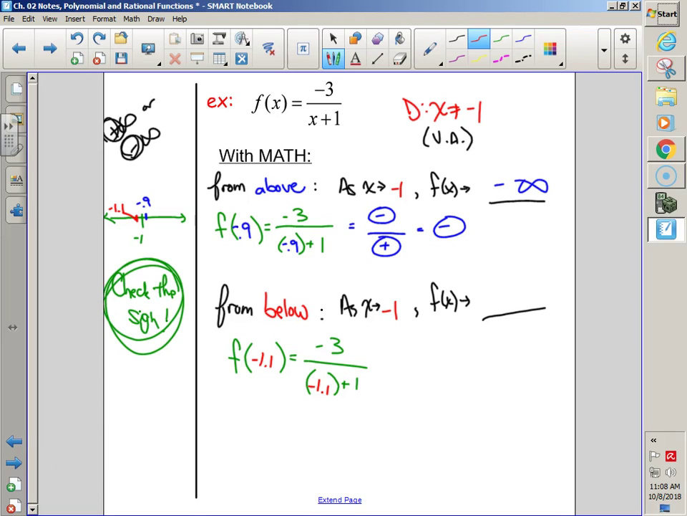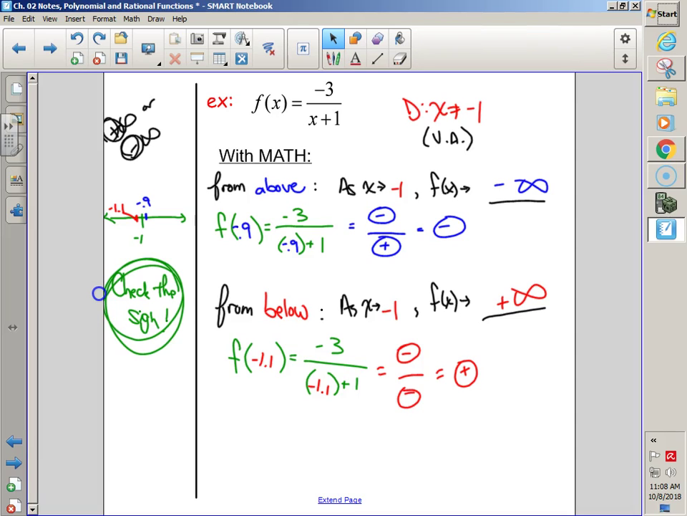Down here, when I plugged into the numerator, well, there was nothing to plug in, so I had a negative. When I plugged into the denominator, -1.001 plus 1, those are all negatives. And what's any negative over a negative? Positive. You don't need a calculator. All you need is one representative value from above, from below, and check the sign, positive or negative.